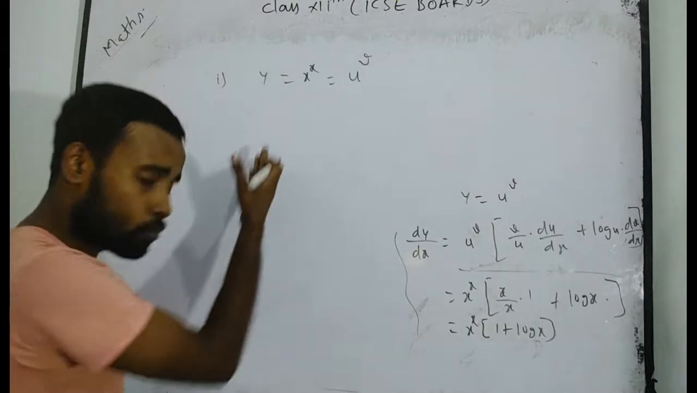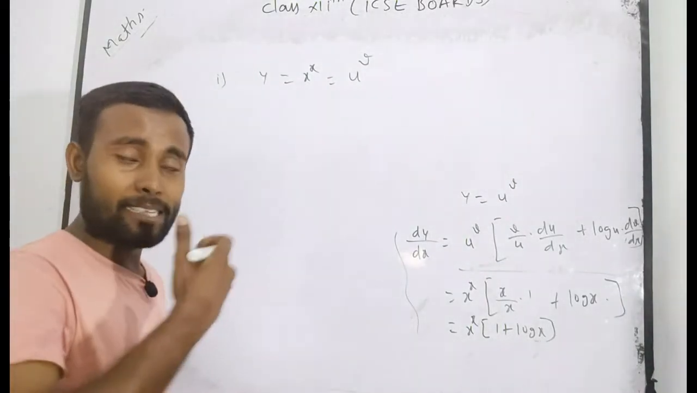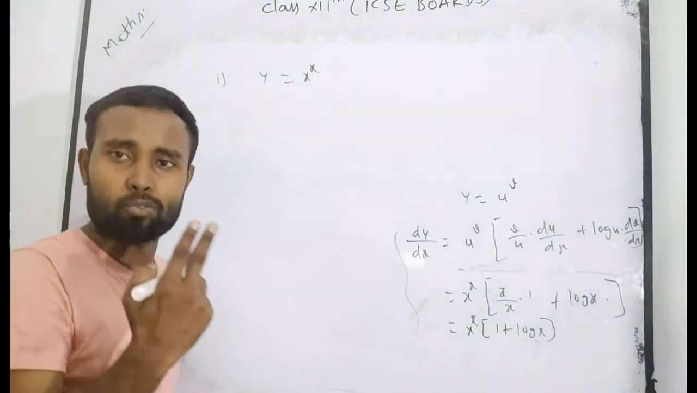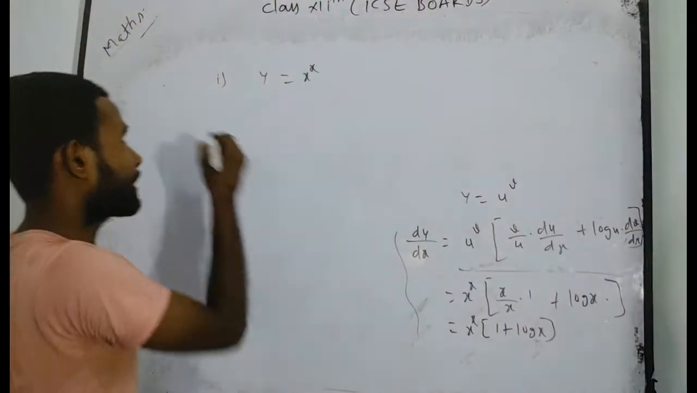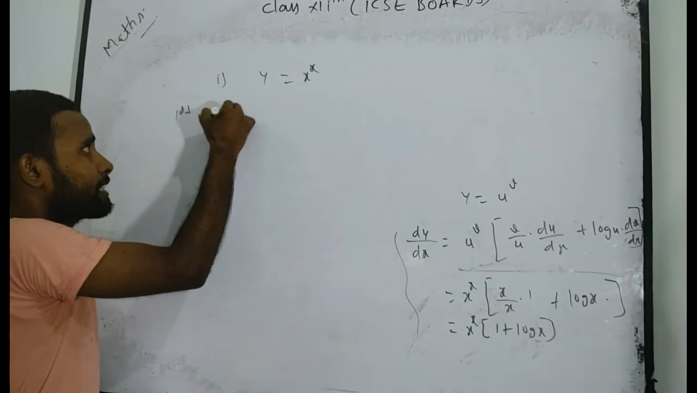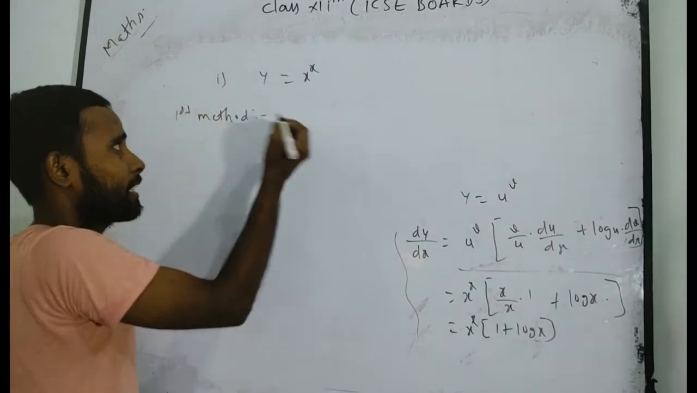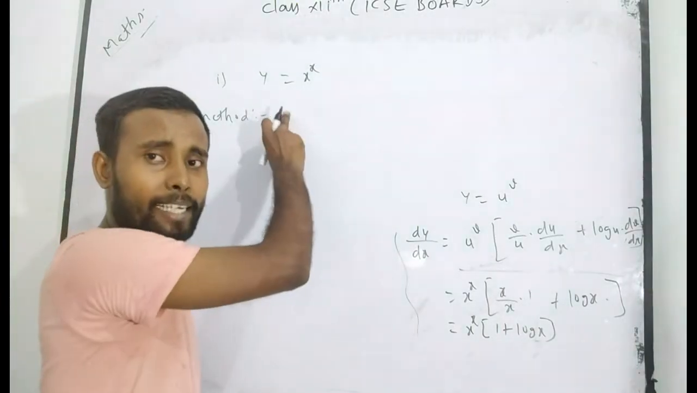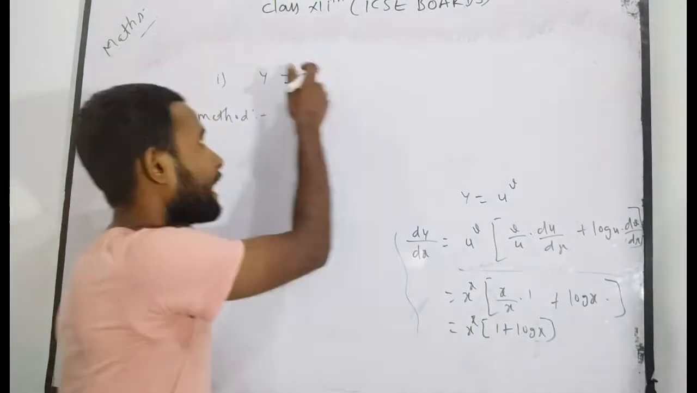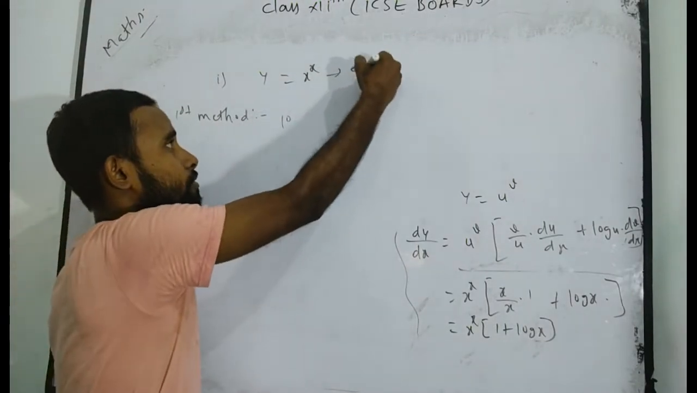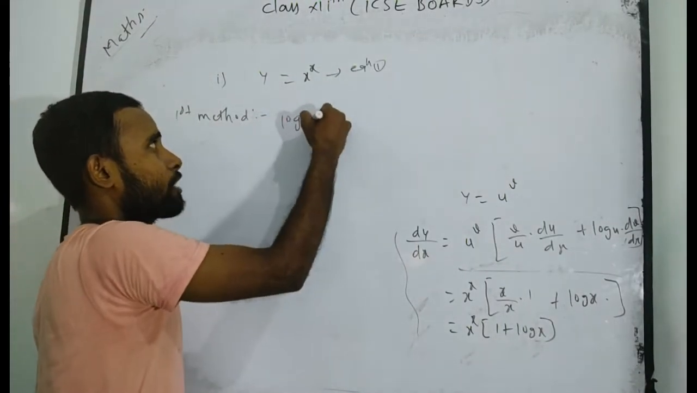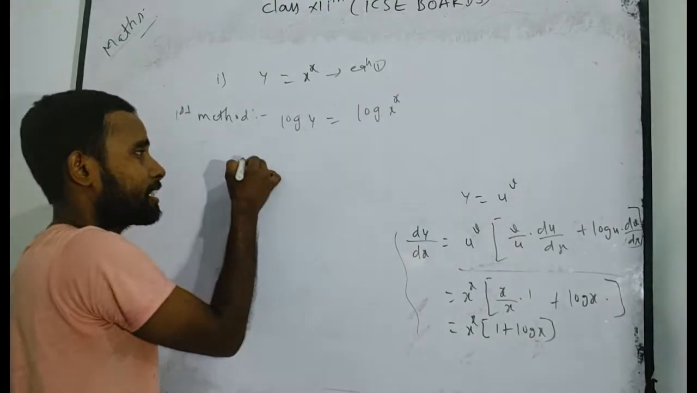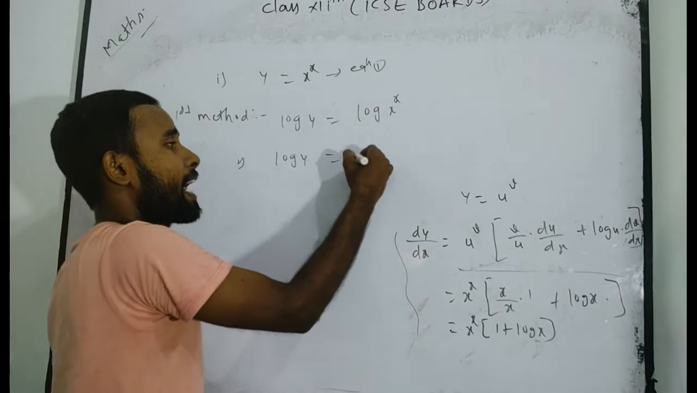Otherwise you can proceed by general method, as I will again give you two methods to solve this problem. First method, see here. Firstly, take log on both sides. This is your equation first. You can write log y is equal to log x to the power x. In that case it comes here log y is equal to x times log x.